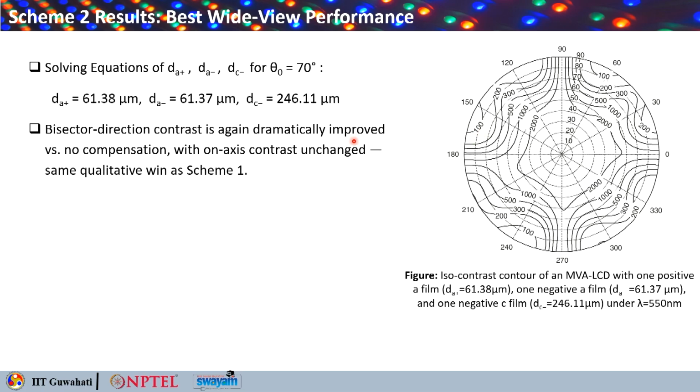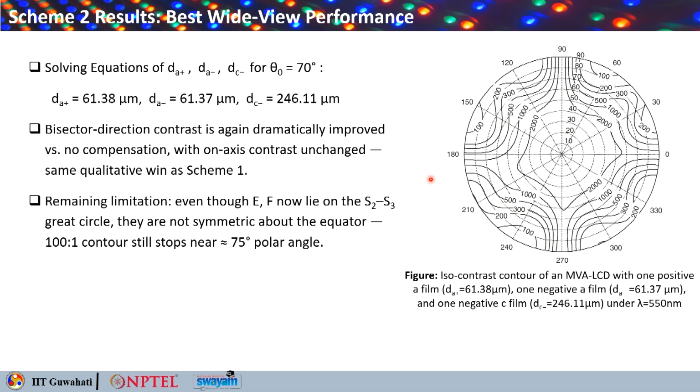With that, if you plot your iso-contrast contour, iso-contrast meaning the contrast remains the same on that contour, you will see the bisector direction contrast again dramatically improved. You can see here the contrast ratio is now very high. However, the on-axis contrast, along 45 degrees and 135 degrees, remains unchanged. So it's a qualitative win over scheme 1.